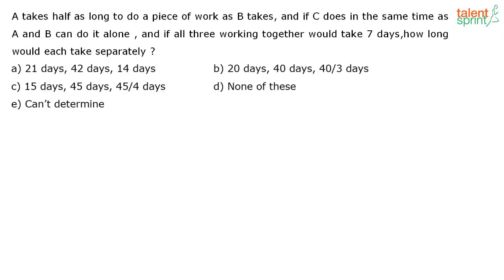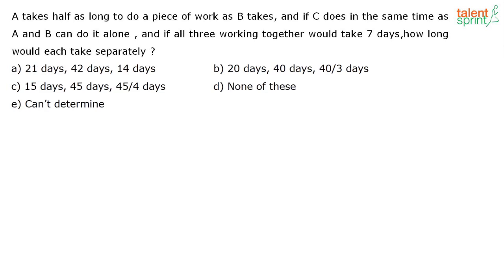So A takes half as long to do a piece of work as B takes, and C does it in the same time as A and B together. All of them are working together for 7 days. So how do you solve this? And give me the answer.